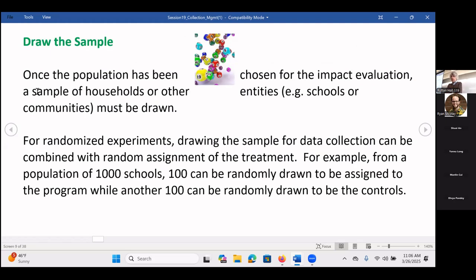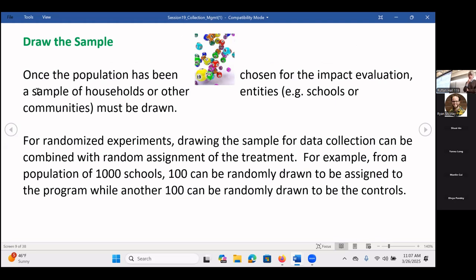The next thing you need to do is draw the sample, okay? If you're just collecting data on a cross-section of people, you need to draw the sample, but sometimes if you're doing an impact evaluation, you're drawing the sample and dividing the population into treatment and control in the same step, okay?